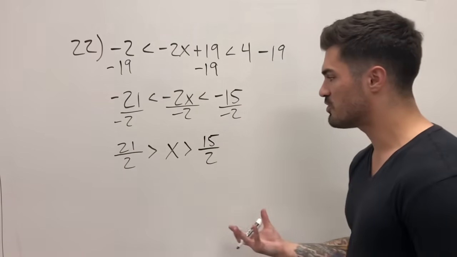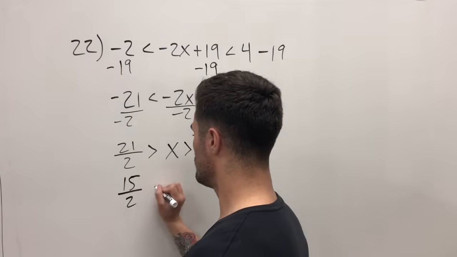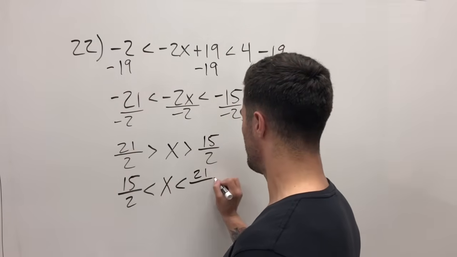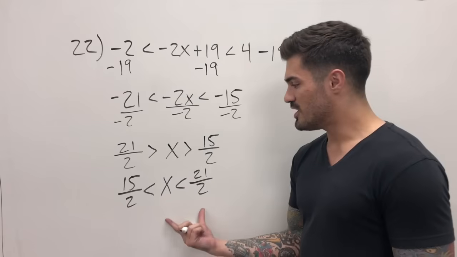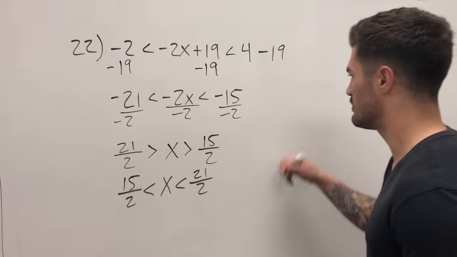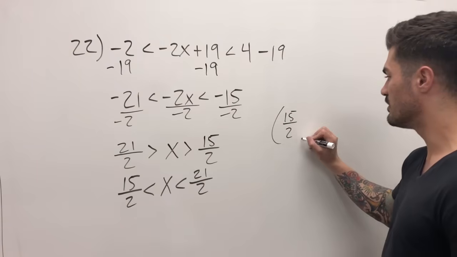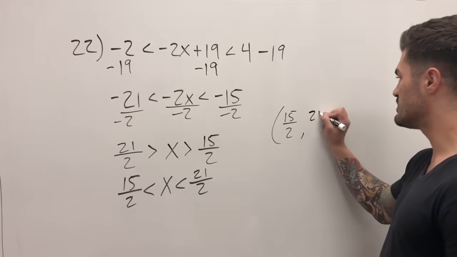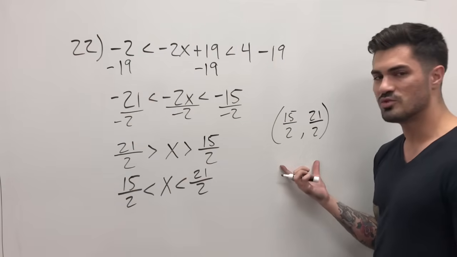Some people prefer to write it from smallest to largest, so they will rearrange this starting with the smallest: 15 over 2 less than x less than 21 over 2. Some people prefer to write it like that. But either way, my solution is going to be in interval notation. So x can be any number between 15 over 2 and 21 over 2, basically. So we do use parentheses. We start at 15 over 2, but we're not including it, because we don't have the less than or equal or greater than or equal to. So we use parentheses all the way to 21 over 2. So x can be any number in between these 2 numbers.